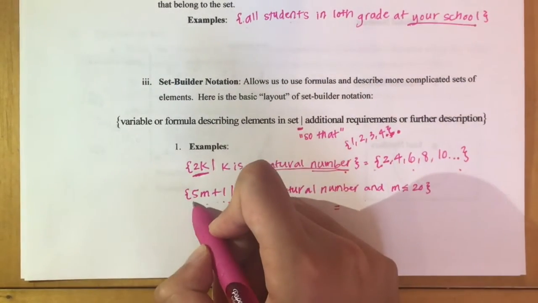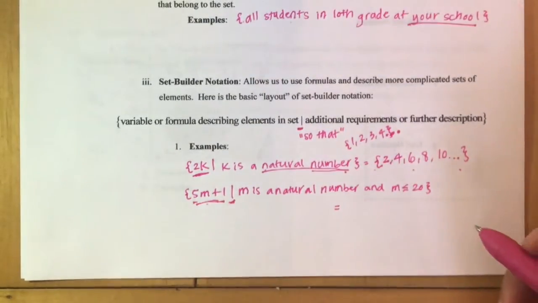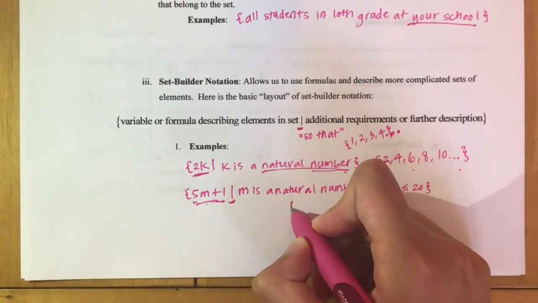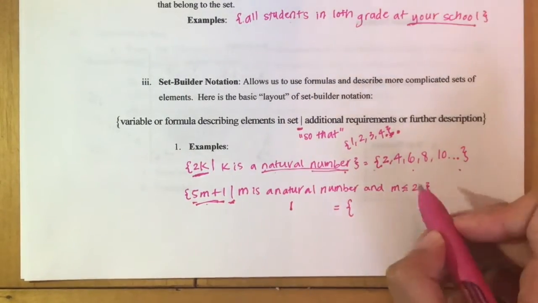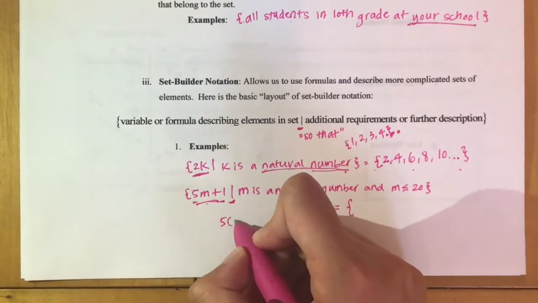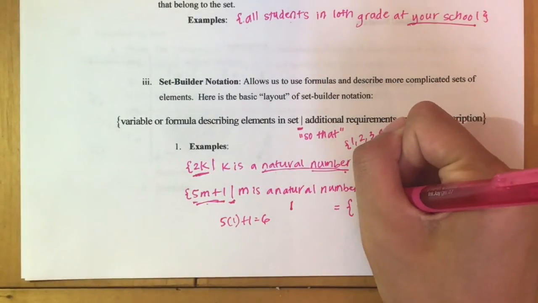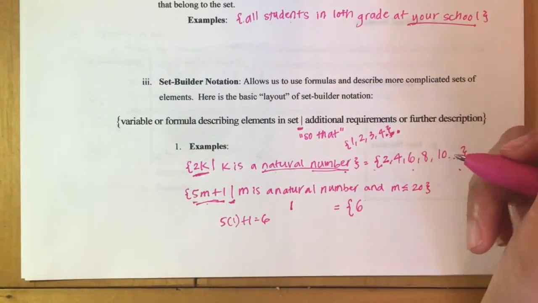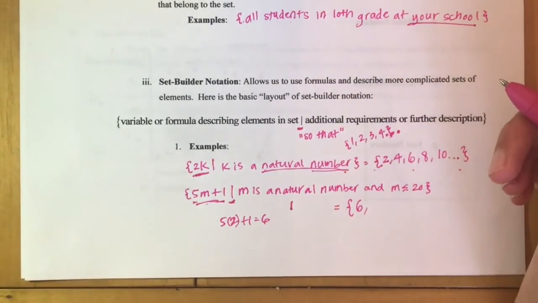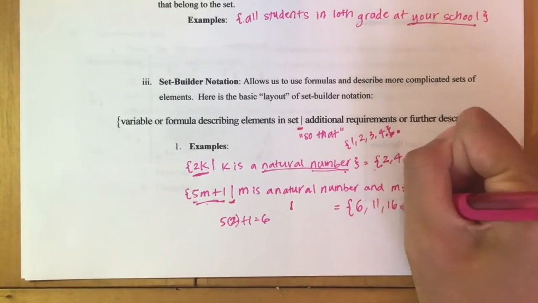And it has to be 5m plus 1 when you write out the elements. So we're going to start with 1 because that is the smallest natural number and it is less than 20. So if we plug this in here, we get 6. So we have 6 as our first element, and then we're just going to plug in 2 here. So that'll be 11, and then if you continue with this pattern, you'll get 16, 21.